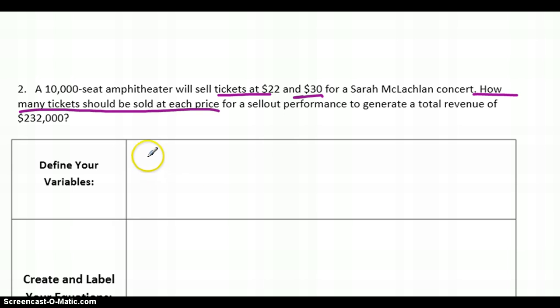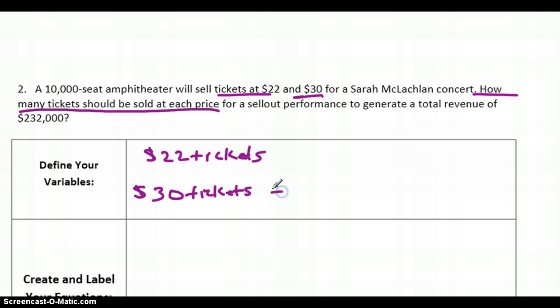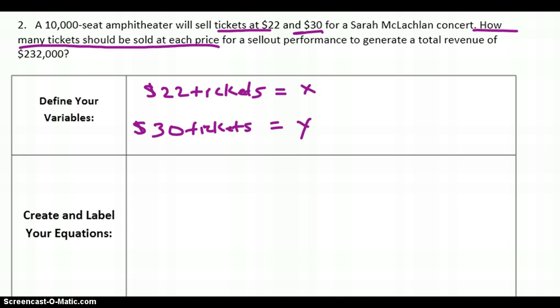So I want to know how many $22 tickets we're going to sell, and how many $30 tickets we're going to sell. I'm just going to call those X and Y. I do know that it's a sellout performance, so I've sold every single ticket, and there were 10,000 possible tickets to sell. So I know that X plus Y has to equal 10,000. Okay, that's my first equation.